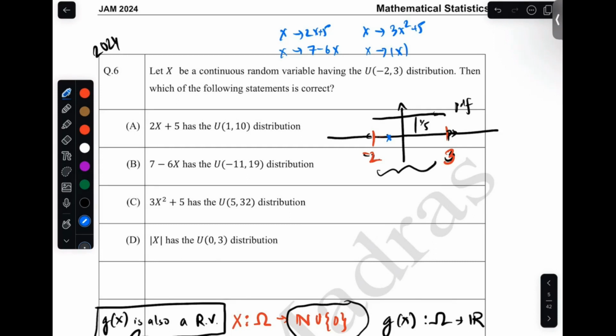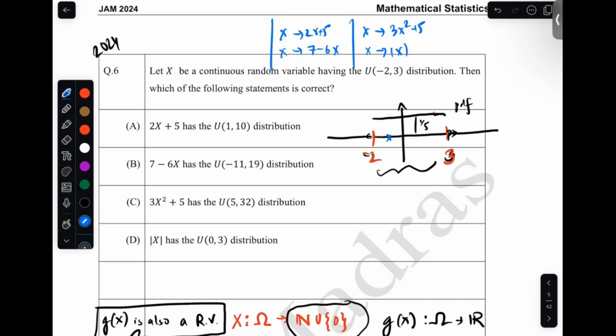So the question is that after these transformations, will it stay uniform? And if it stays uniform, then uniform on which interval? These are the two parts of the question. Again, I'm repeating: after each of these transformations, will the distribution remain uniform? If it's uniform, then on what interval is it uniform? Okay, all of you got the question?